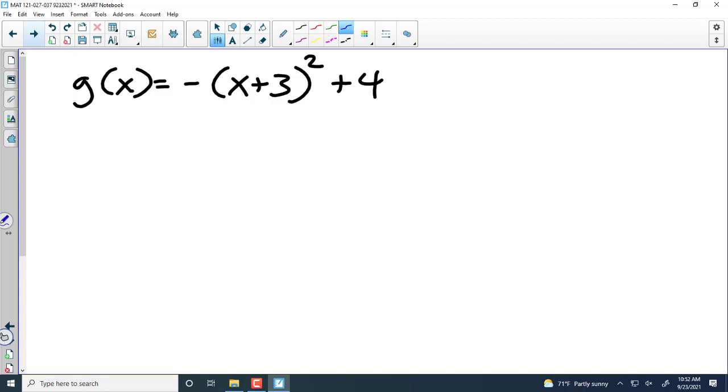Now, g(x) = -(x + 3)^2 + 4. What's the domain? I actually don't care what form it's written in. If it's a quadratic, what's the domain? Negative infinity to infinity, no problem. Which way does it open? Down, because there's a negative in front of the whole thing. That's like our a value in front. So this one opens down.